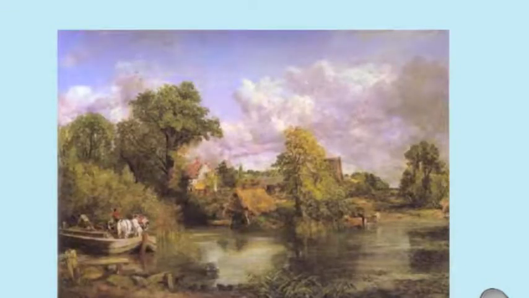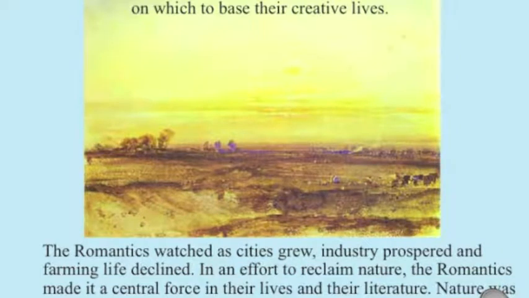Now, as a third point, we will be looking at how the Romantics provided the pattern on which to base their creative lives. That is, the Romantics watched as cities grew, industry prospered, and farming life declined. In an effort to reclaim nature, the Romantics made it a central force in their lives and in their literature. Nature was celebrated as a source of delight, an image of love, and a model of moral perfection.